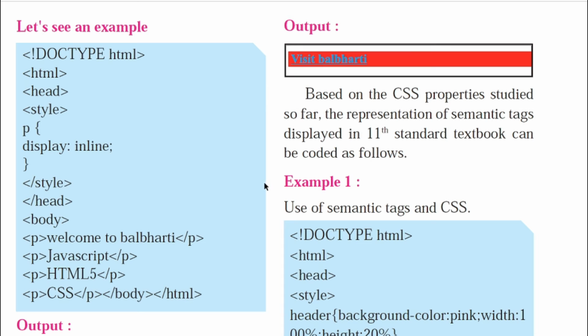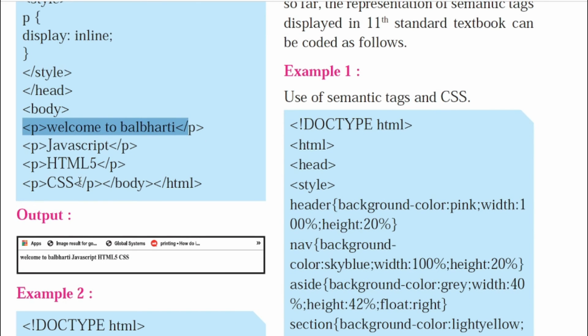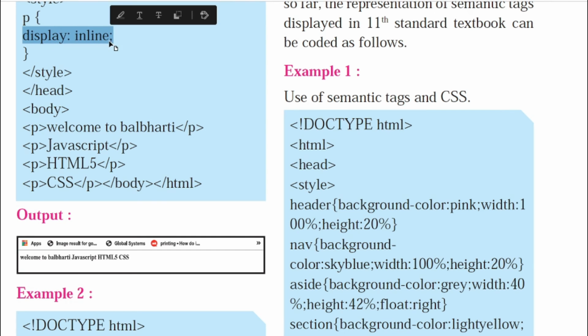Here you can see a small example for it. You have a paragraph which has display inline written over it, and then you have a very basic paragraph written, welcome to Bal Bharti JavaScript HTML5. You can see, my dear students, you have written it on different lines, but it all comes inline because display is kept as inline. My dear students, this is very easy to understand.